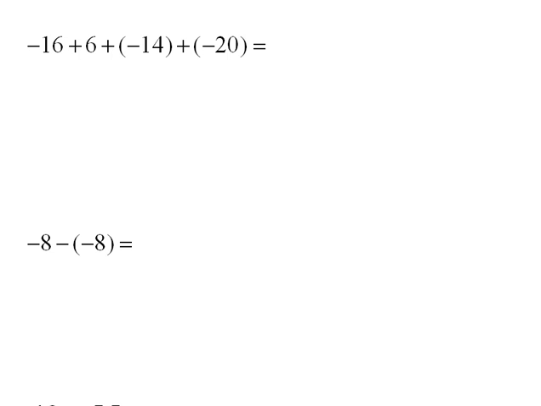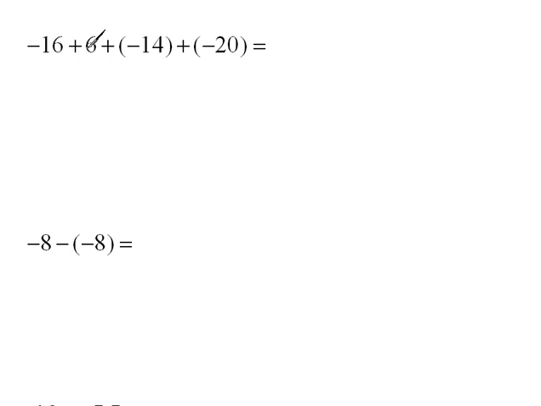Let's work a few more examples of adding and subtracting integers. So here we have one that says negative 16 plus 6 plus a negative 14 plus a negative 20. So we're adding together four things here. We can only do two at a time, so let's start in.